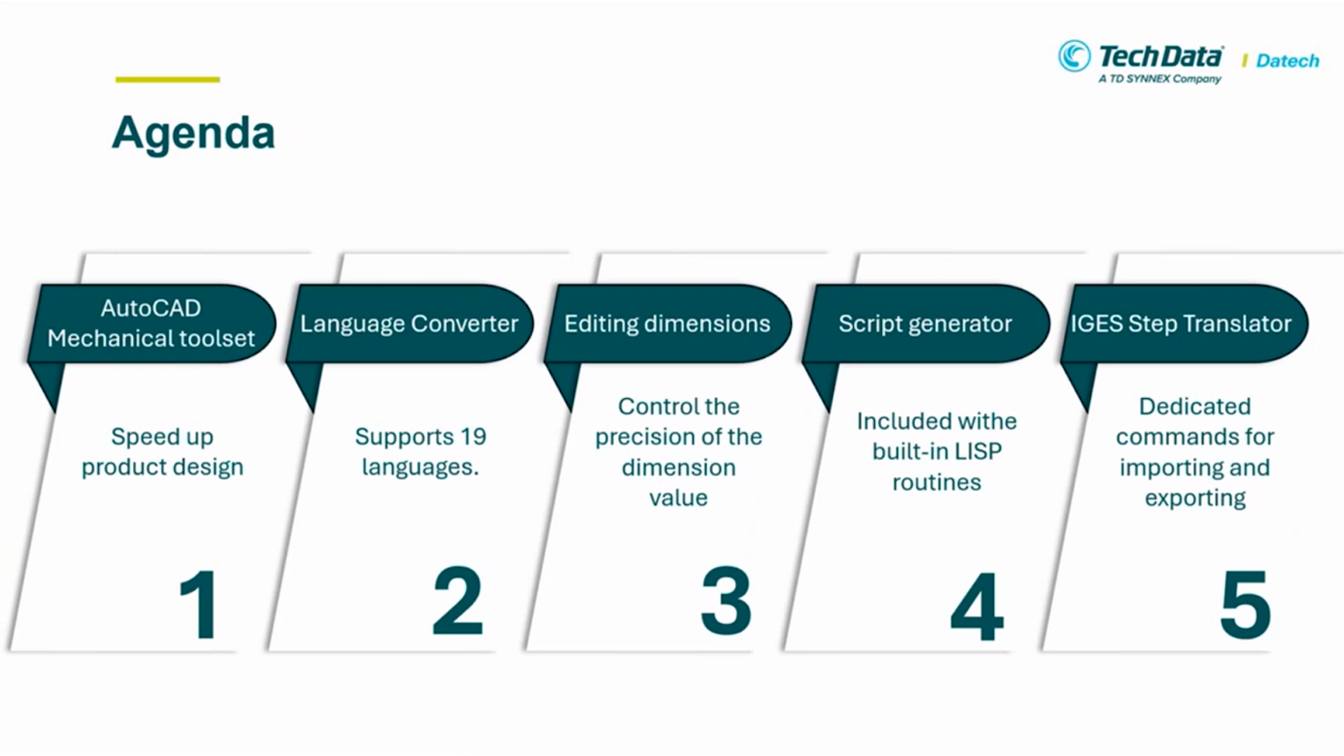Let's start with the agenda for this session. We'll be discussing in detail AutoCAD Mechanical Toolset, which is more effective and helps you speed up your product design. Language converter, which supports 19 languages, converting foreign languages into desired languages for your designing and drafting method. Editing dimensions, which controls the precision of the dimension value. Script generator, and most importantly the IGS and STEP translator. There are multiple added benefits. We are discussing the top 5 of them.